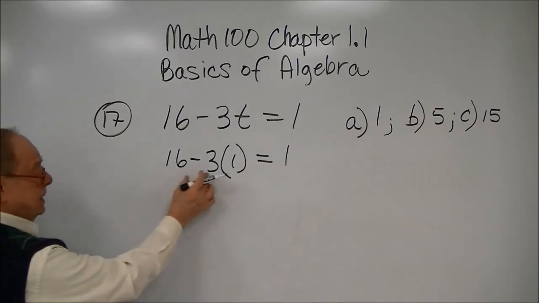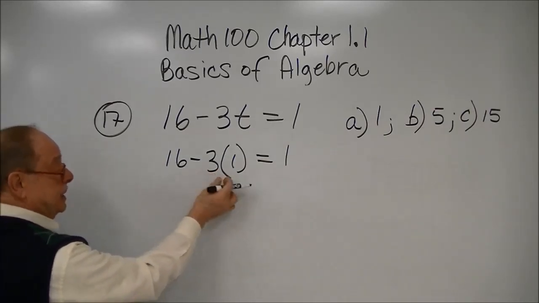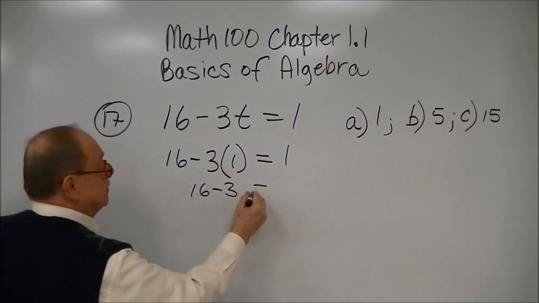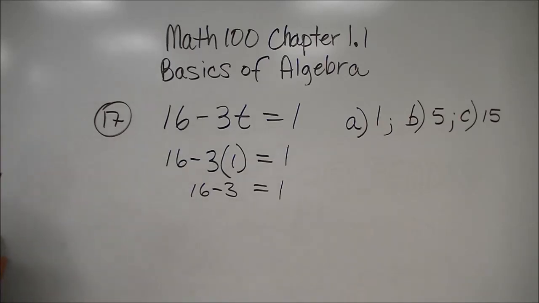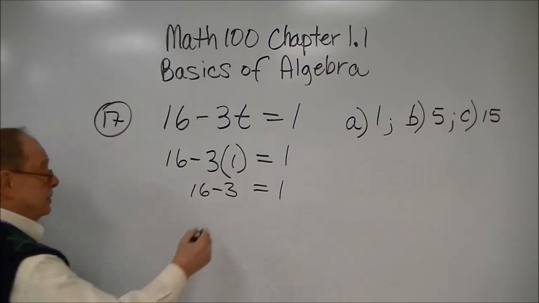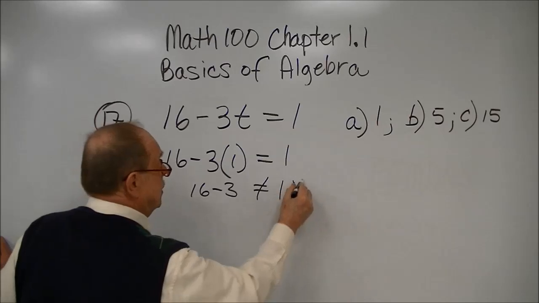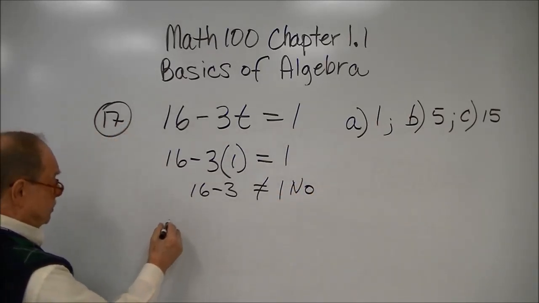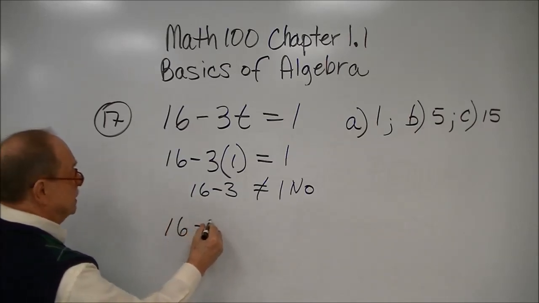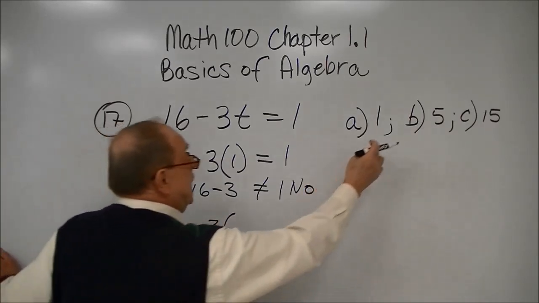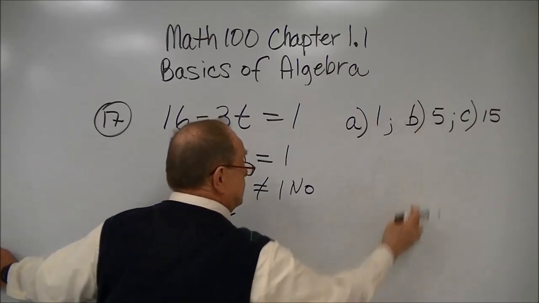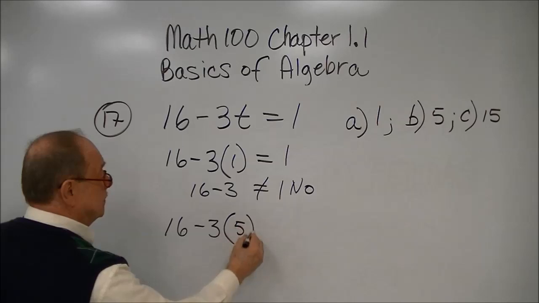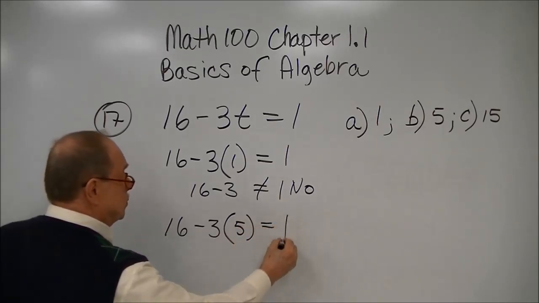Well, we get 16, when we multiply this, we get a negative 3. So 16 minus 3, does that equal a negative 1? And the answer is no. So this is a no here. In the next one, we'll write it again. 16 minus 3 but we're going to have t as 5. So in a parenthesis, we put a 5 equals 1.